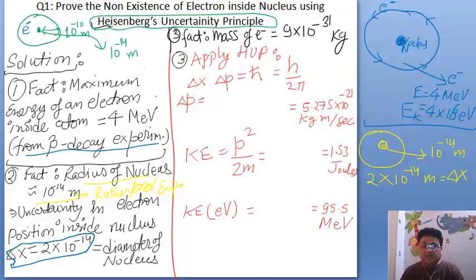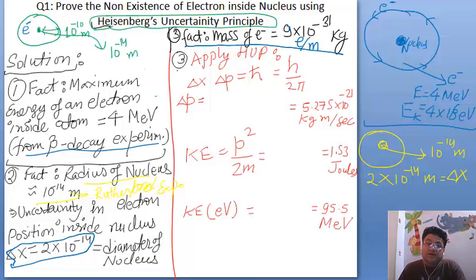We also have one more fact with us, that the mass of the electron is of the order of 9 into 10 to the power minus 31 kg. This was found from Thomson's experiment of charge to mass ratio, and this is a known fact, right? So we have three facts from three different experiments.